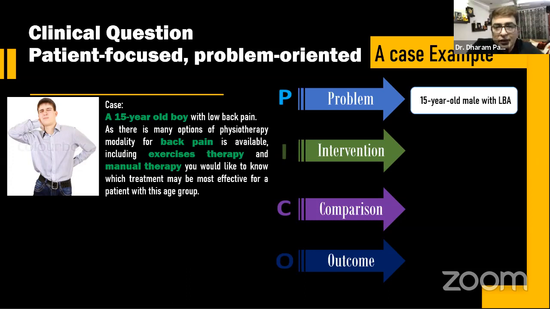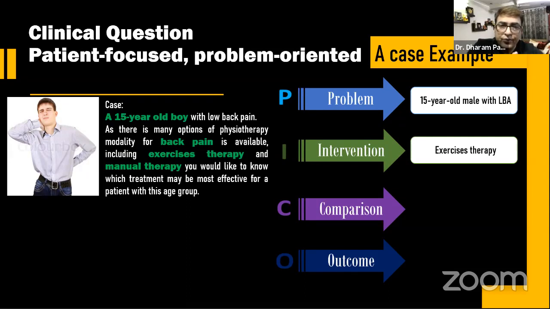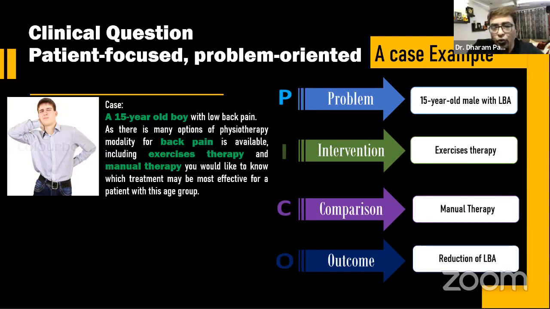What intervention do I want to give to my patient? Exercise therapy. But there are a lot of manual therapy and other approaches available. I believe remedial exercises will definitely help this young boy get rid of back pain, so I will try some comparison. I'll compare my therapy with some other emerging therapy, to see which is better for my patient. And what outcome am I looking for? Reduction of LBP. So this is how we use the PICO tool to formulate a good question.